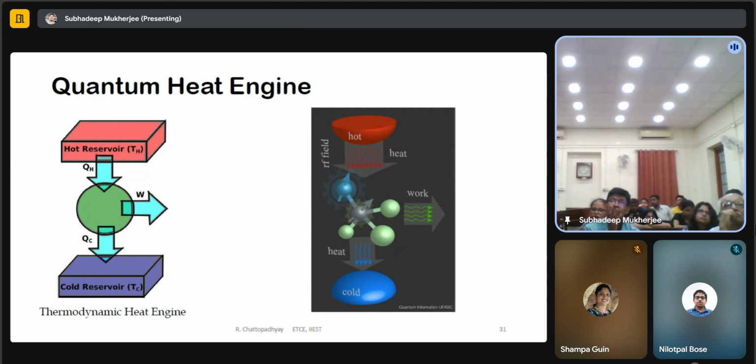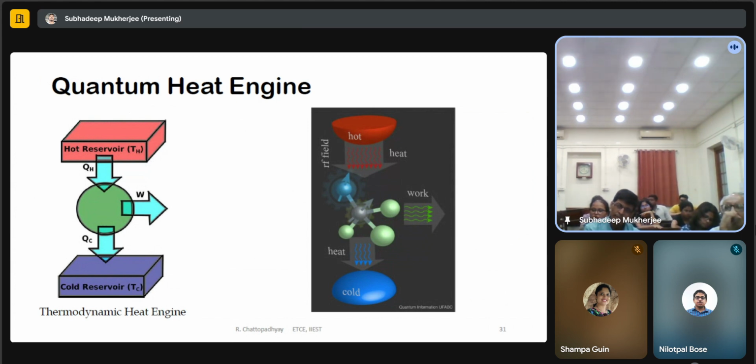Now, this is the newest one, mostly theoretical. This is the classical heat engine that we have. Here we have a hot reservoir and a cold reservoir. The engine takes heat from the hot reservoir, does some work, and gives the rest of the energy to the cold reservoir. Now, if we replace this engine with a qubit, it becomes a quantum heat engine. The qubit will interact with either one of the reservoirs based on its state, and we are considering that the output work will be in the form of photons.